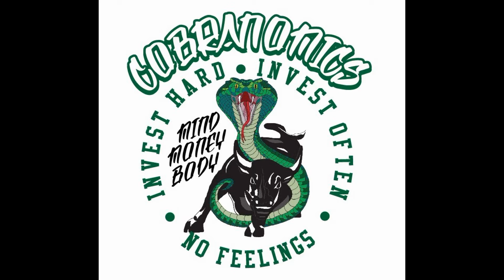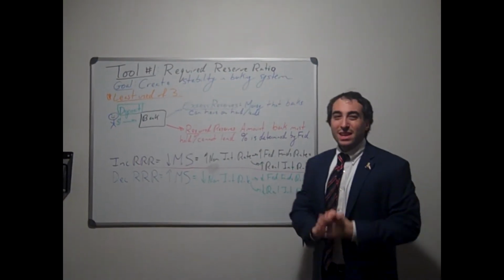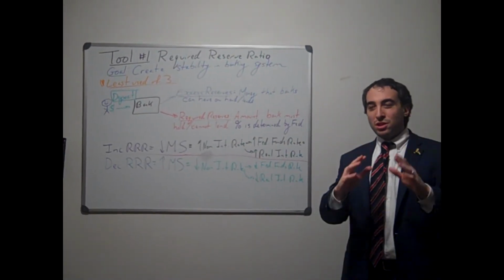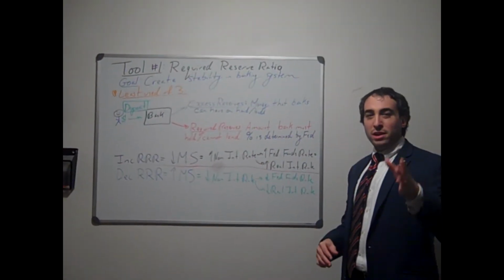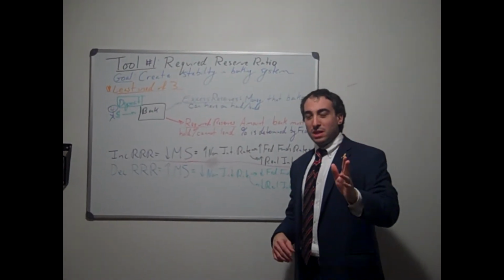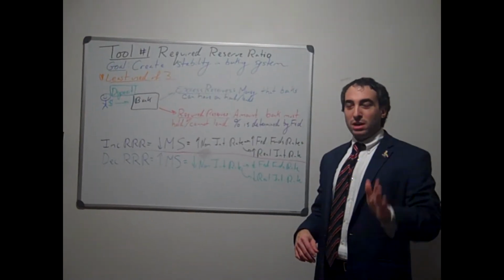The time has come for the Cobra to rise up and reveal himself. Tool number one is the required reserve ratio. And the goal of tool number one goes back to one of the reasons why the Federal Reserve was created.